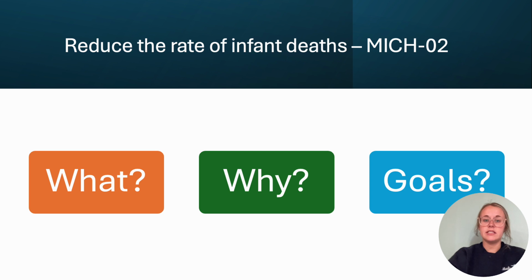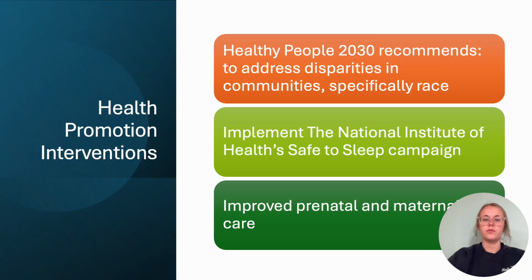Personally, I chose this because I'm a mother-baby nurse, and I feel very strongly about prenatal education, postpartum education, and promoting safe sleep to hopefully one day save the life of a baby. Not only does Healthy People 2030 identify the disparities that are taking place in the United States, it also has health promotion interventions listed. By making sure that minorities receive the same level of care and education as everyone, the incidence of infant deaths can eventually decrease.